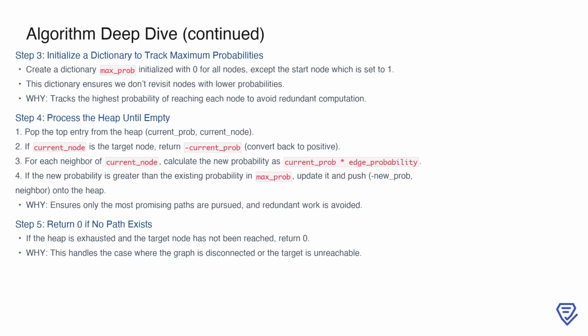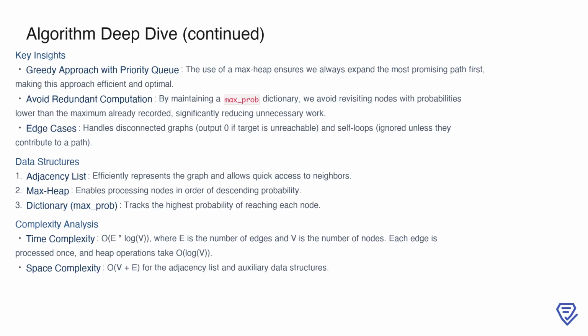Finally, if the heap is exhausted and the target node hasn't been reached, we return 0, indicating that no valid path exists. This ensures our algorithm handles disconnected graphs or unreachable targets gracefully. The algorithm leverages a greedy approach by using a max heap to ensure that the most promising path is always expanded first. This makes the solution both efficient and optimal for this problem.